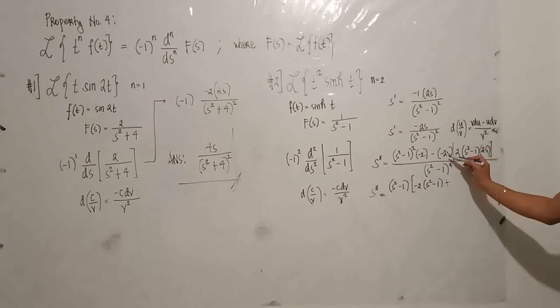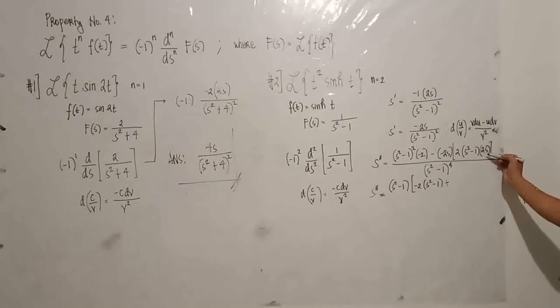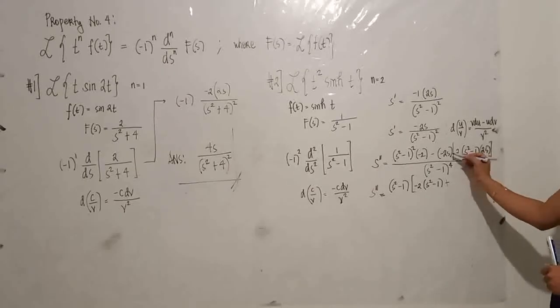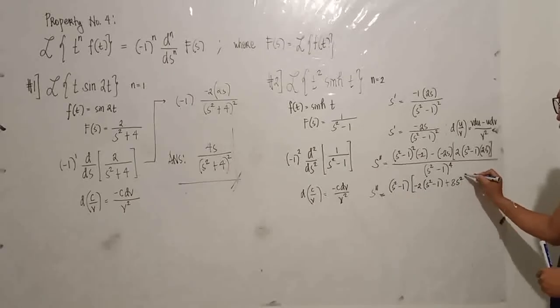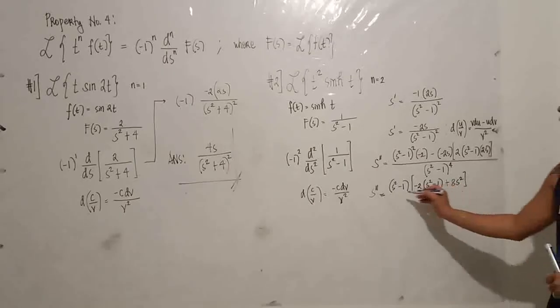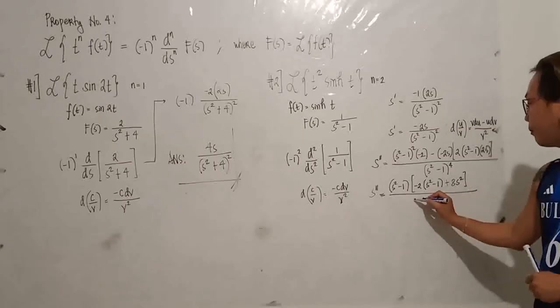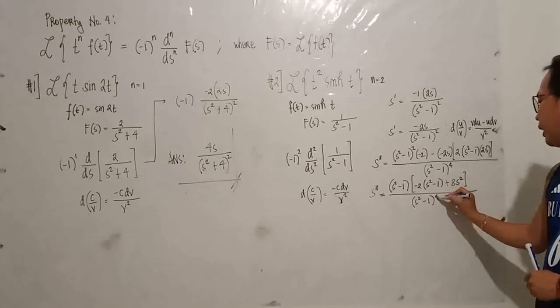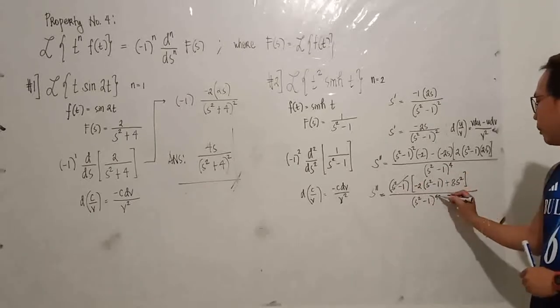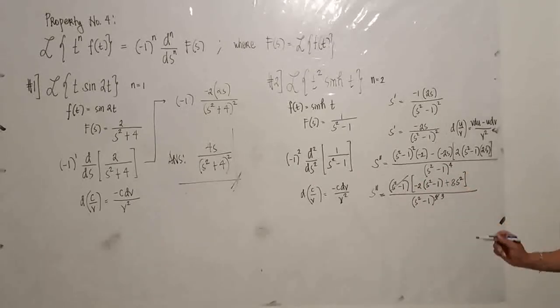You just have to multiply 2s, multiplied by 2, multiplied by another 2s. So that is 2 and 2 and 2. That is 8s squared over s squared minus 1 raised to 4. Then cancelling out your s squared minus 1, ang matitira na lang sa baba is u.